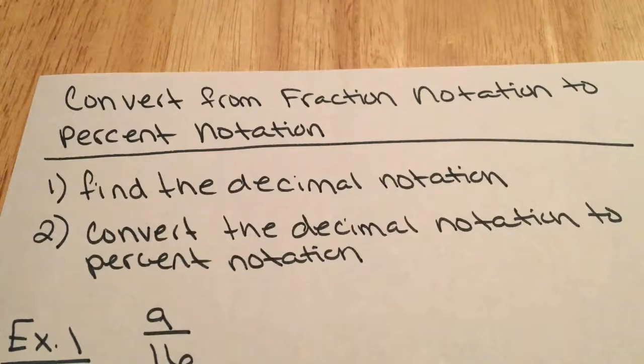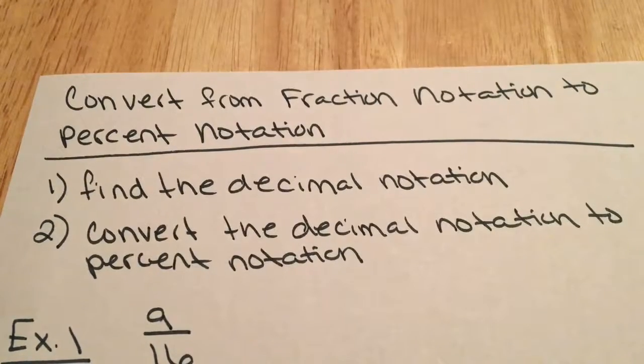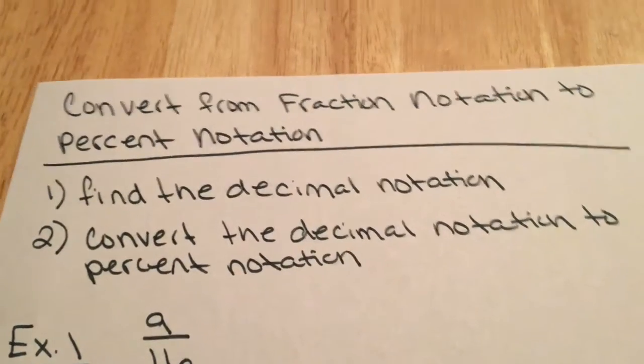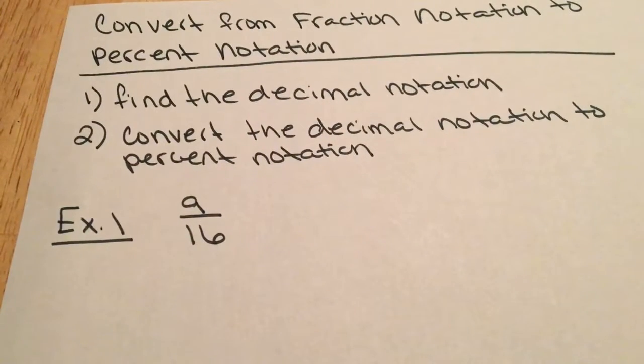The next conversion that we're going to do is convert from fraction notation to percent notation. To do this, we have to look at our first step, which is to find the decimal notation. And since we already know how to convert decimals to percents, we're just going to go ahead and do that. So we're going to look at our first example. We have 9 over 16.